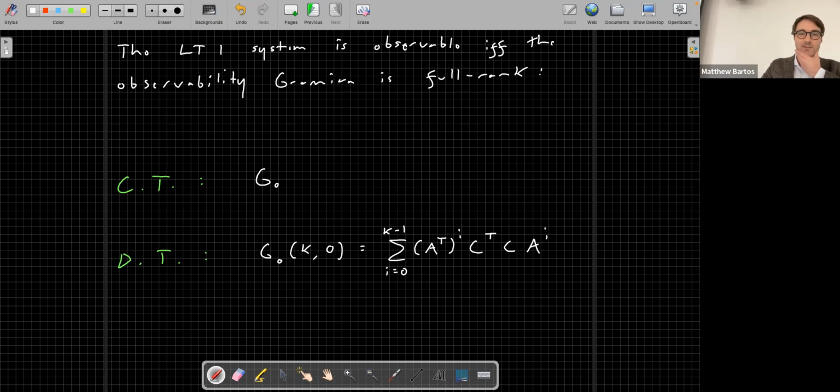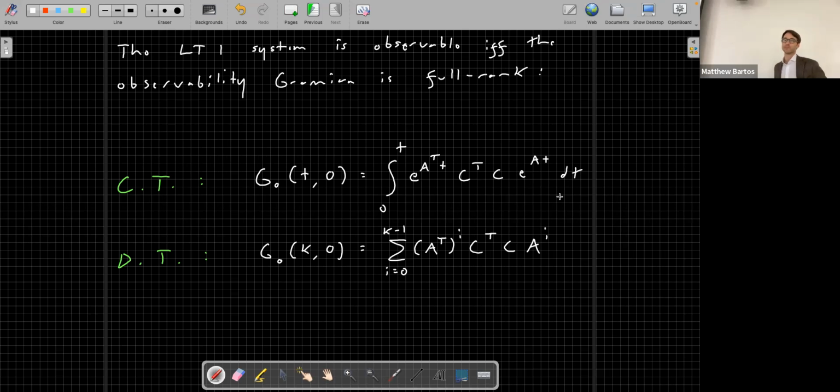For continuous time, it's very similar. The observability Gramian from time 0 to t is equal to the integral of e to the A transpose t, C transpose C, e to the A t, dt. Those are the fundamental tests for controllability and observability. Note that these tests work for both linear time invariant and linear time varying systems, as long as you put in the appropriate expression for your state transition matrix. So this is really the fundamental test for controllability and observability.